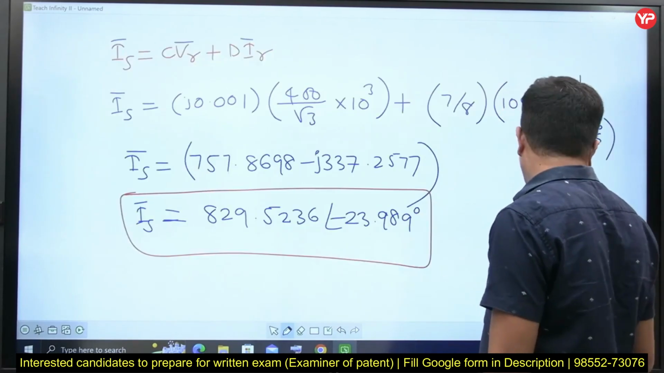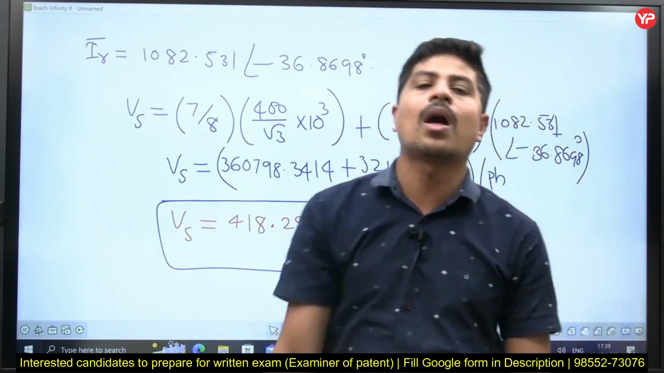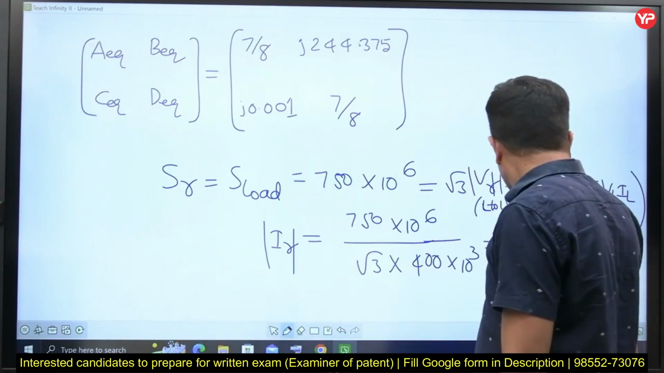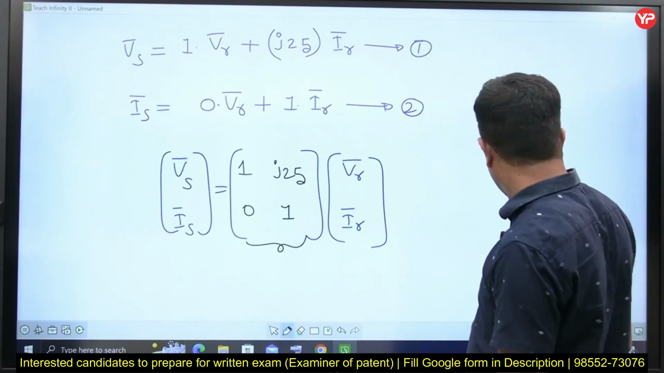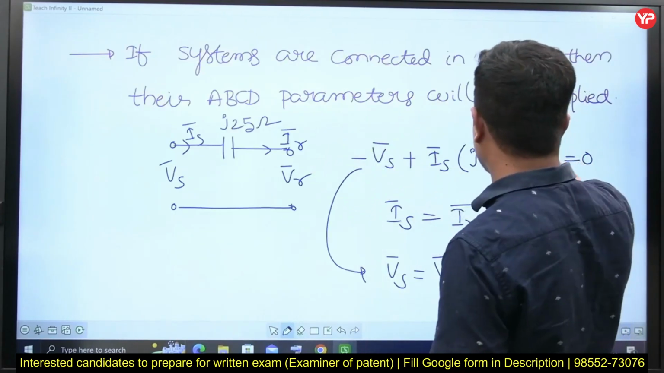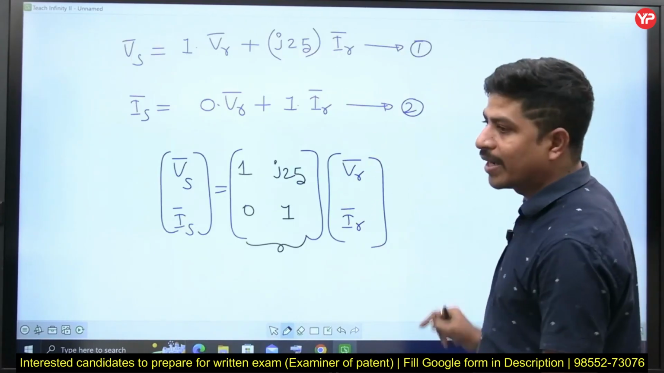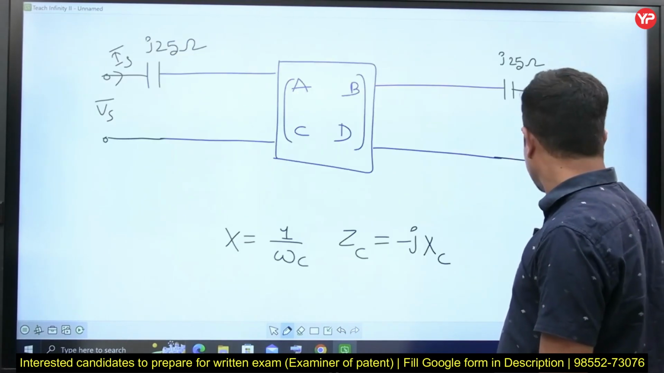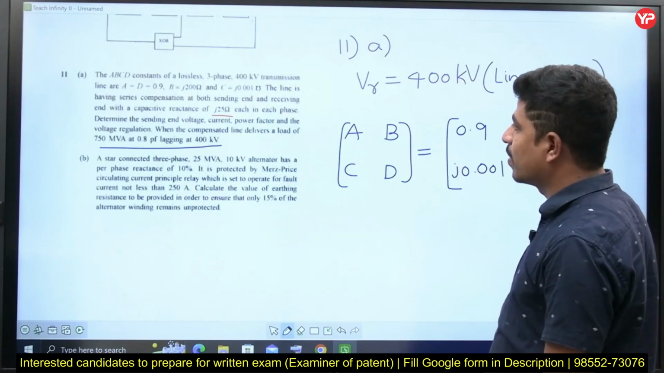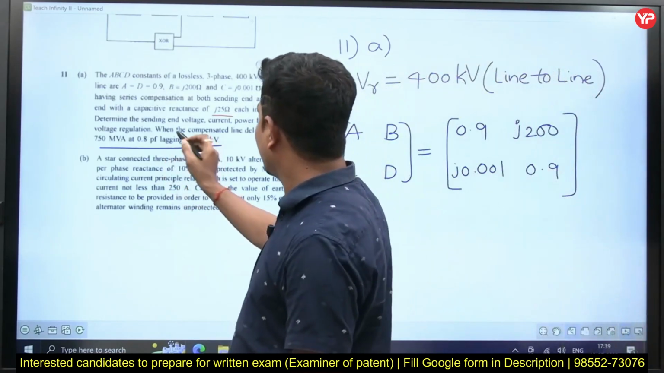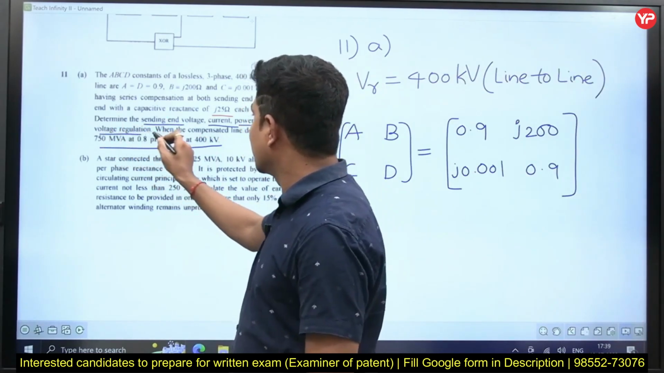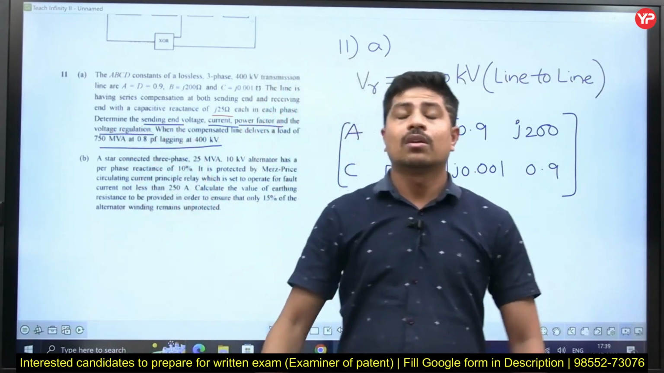See, this is the procedure. Every formula you have to write, and the procedure you have to mention clearly. I wrote clearly here that if networks are connected in cascade, their ABCD parameters will be multiplied. I followed that, right? Let's go back to the question and see whether we answered everything or not, step by step. We calculated the sending end voltage, sending end current, power factor, and the voltage regulation. Everything we found. Very good question.